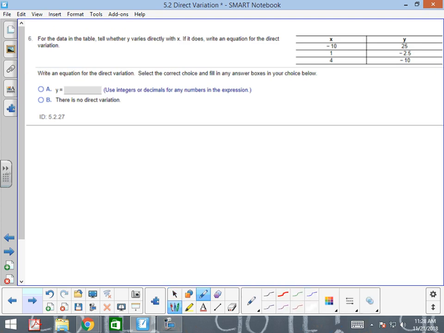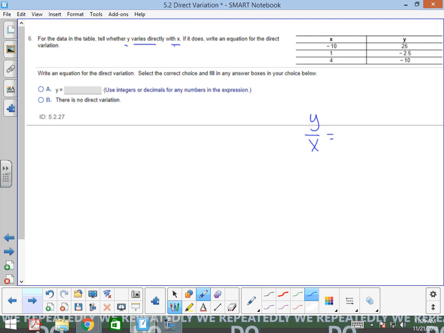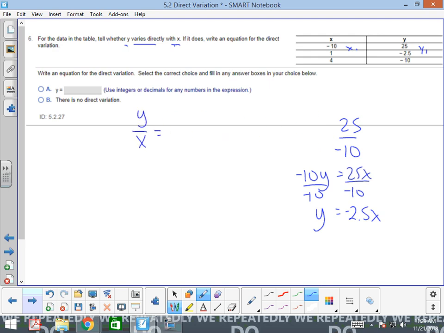For the data in the table, tell whether y varies directly with x. If it does, write an equation for the direct variation. So what we're going to do is y over x, and we're going to first do x1, y1. So we're going to do 25 over negative 10. Cross multiply, we get negative 10y equals 25x. Divide by negative 10. And y equals negative 2.5x. So that's with the y, x1 and y1.